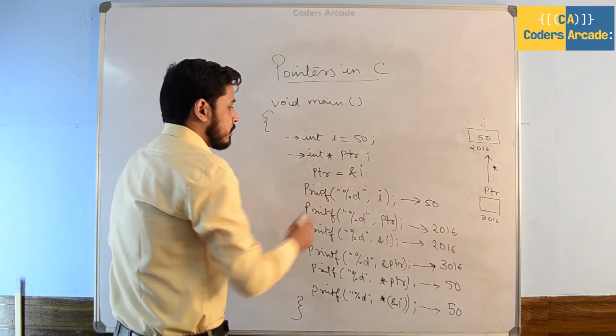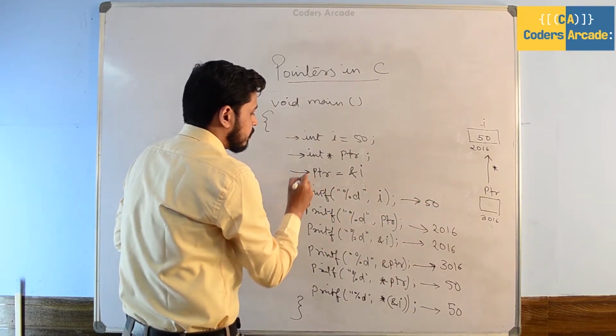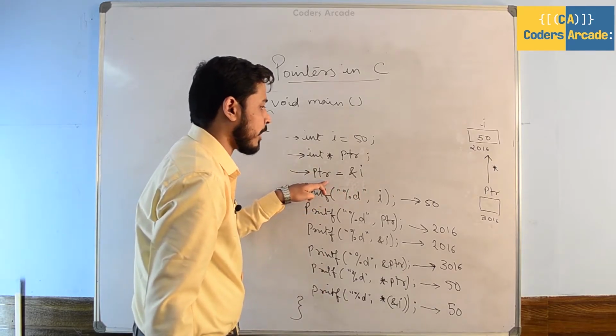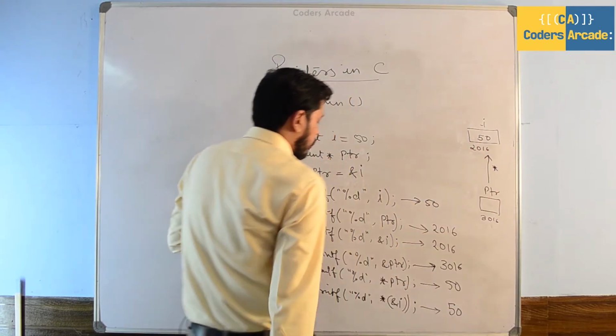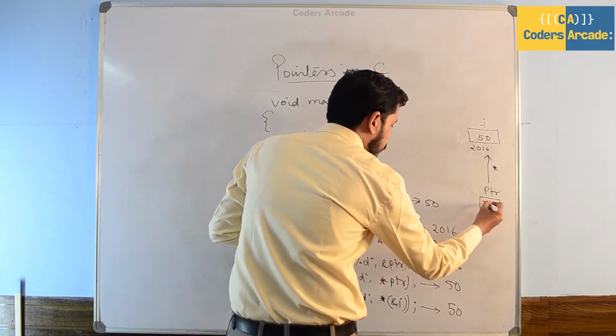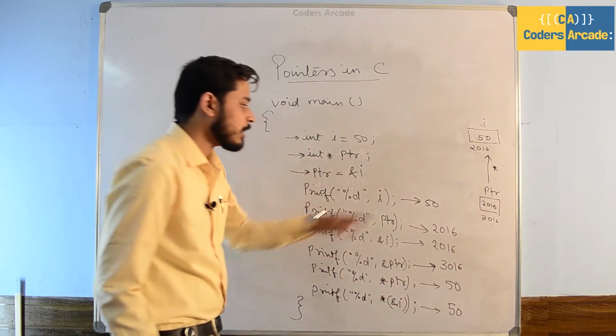After this was empty, we put &i into this pointer. Ampersand I means the address of I. So what is the address of I? 2016. So the value of PTR will be 2016 in this one.